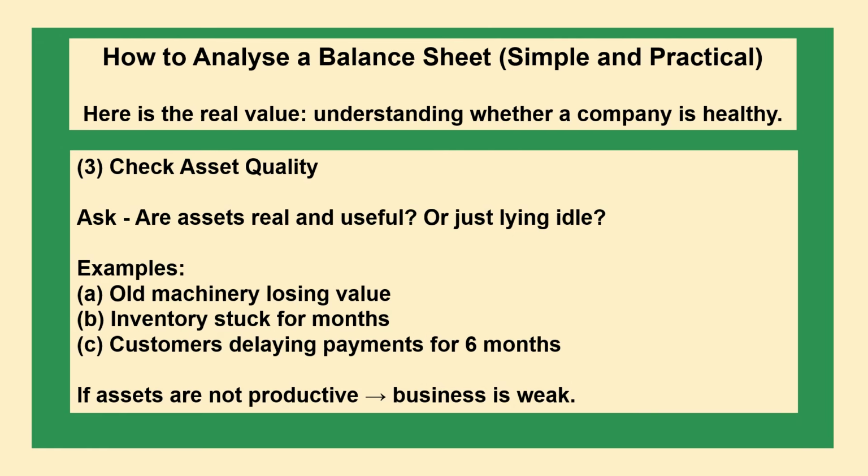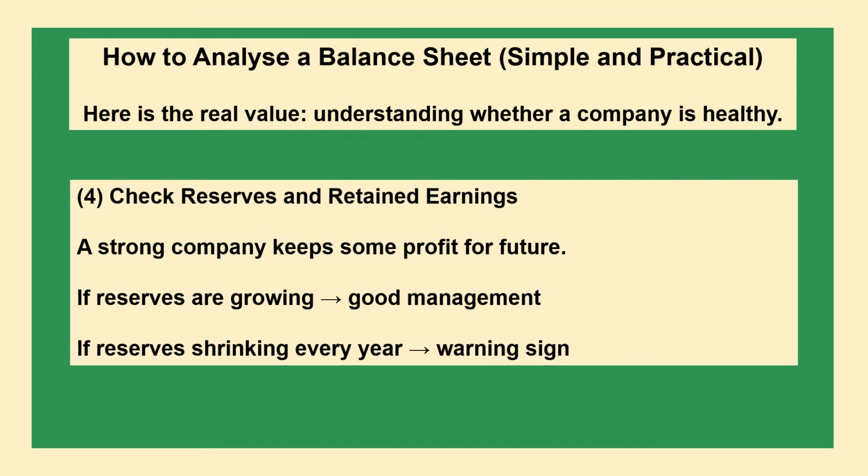Part 3. Check asset quality. Ask, are assets real and useful or just lying idle? Examples, old machinery losing value, inventory stuck for months, customers delaying payments for 6 months. If assets are not productive, business is weak. Number 4. Check reserves and retained earnings. A strong company keeps some profit for future. If reserves are growing, good management. If reserves shrinking every year, warning sign.